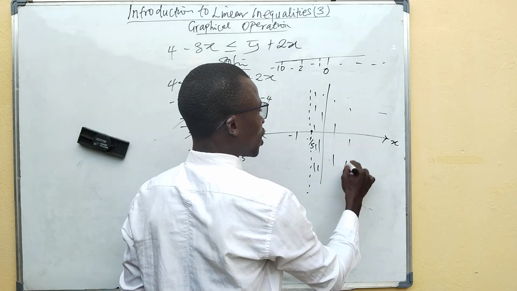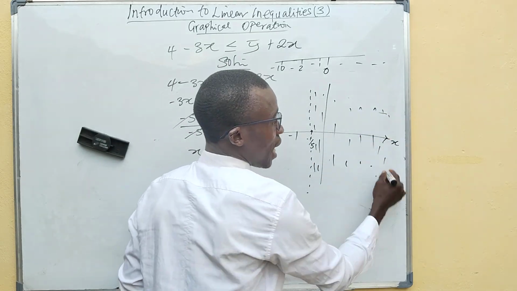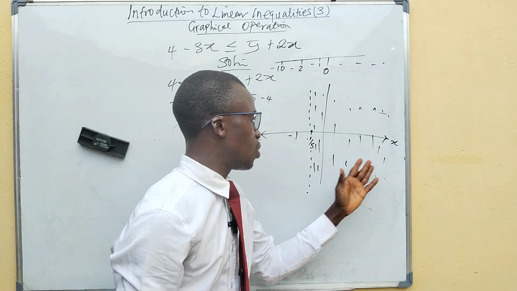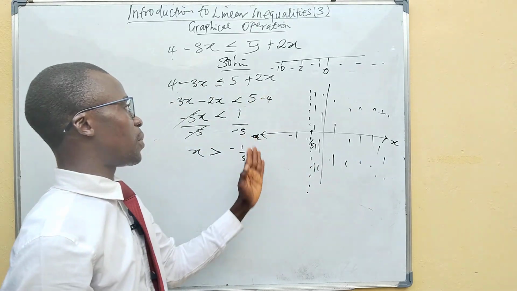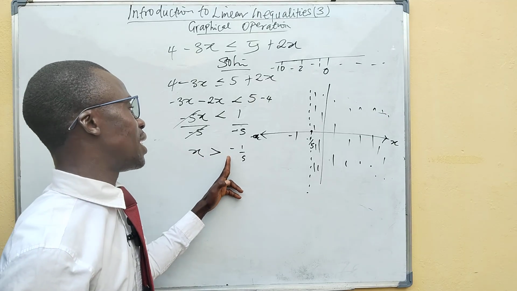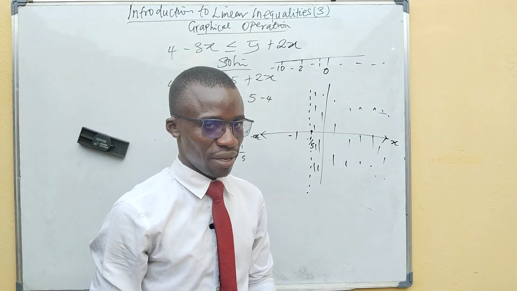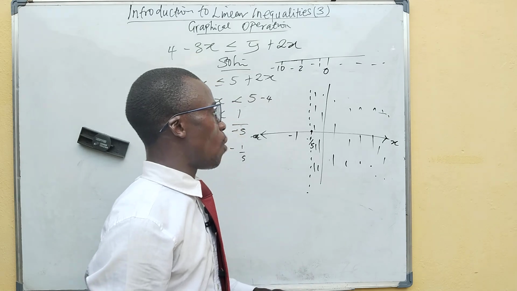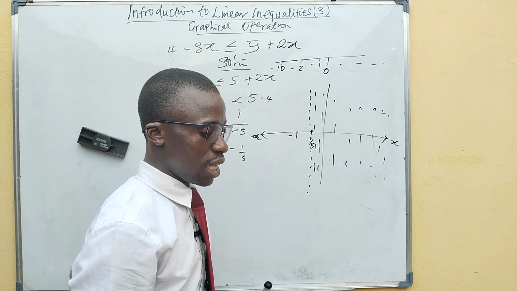You can shade as much as your pen and your time can take you. You can shade this way. When I see this graph, I will be able to interpret it that x is strictly greater than negative 1 over 5. Thank you. I hope that has been made clear to you.